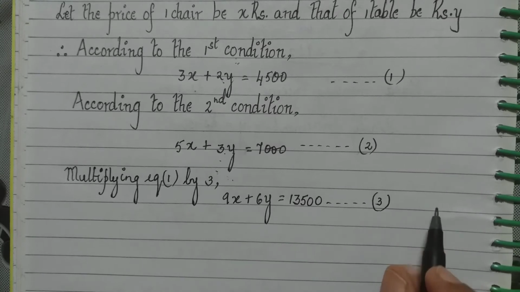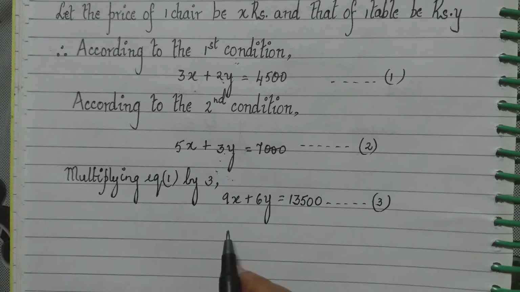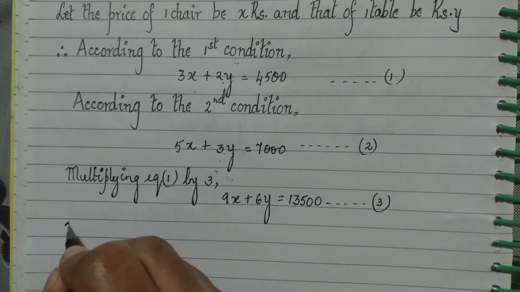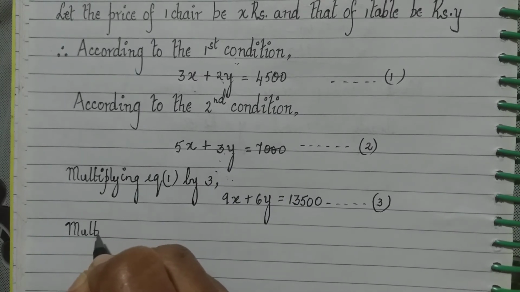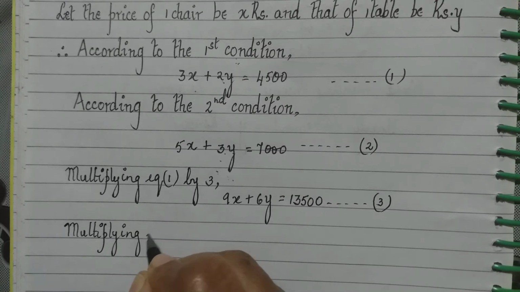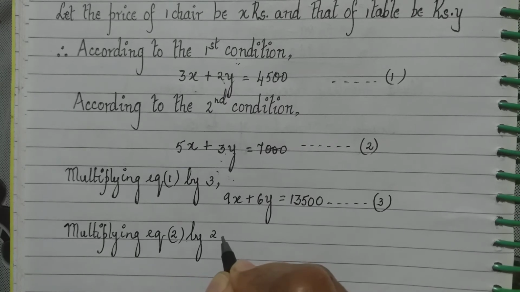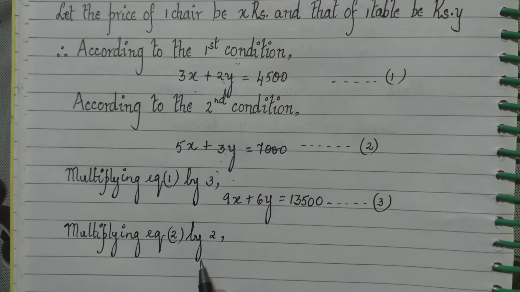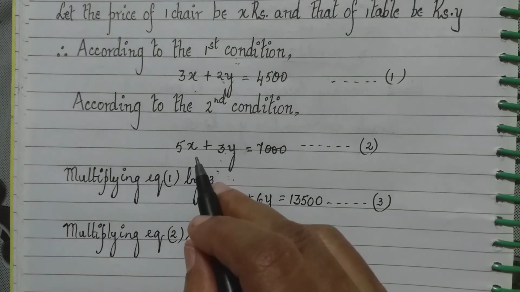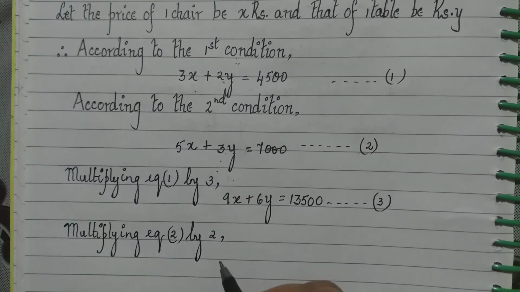Now I also said that this second equation will be multiplied by 2. So I write multiplying equation 2 by 2. Now if I multiply equation 2 by 2, this is equation 2. 5x into 2 is 10x. So I get here 10x plus 3y into 2 is 6y.